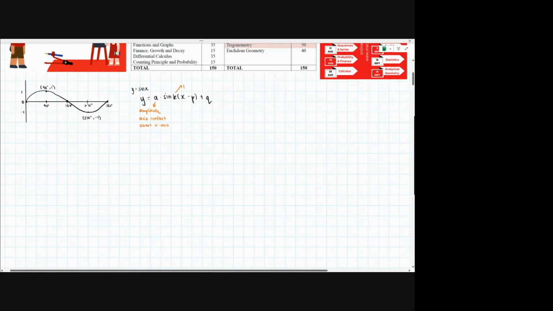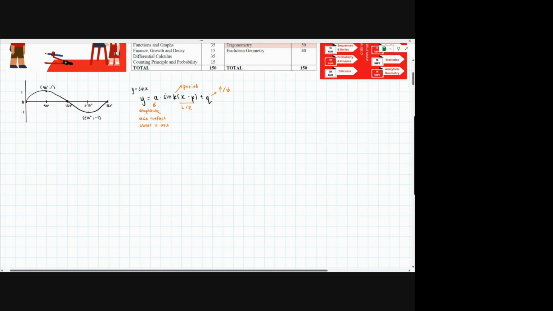K is your period change. So if there's a coefficient to the angle, it changes the period. It might make your cycle occur faster, or it might stretch out the cycle. This x minus p situation is a shift left or right. And Q is a shift up or down. So there are four manipulations that we have to know.